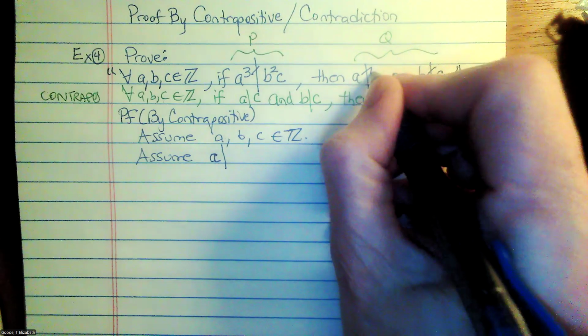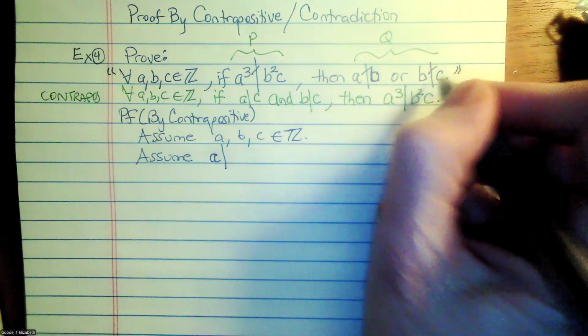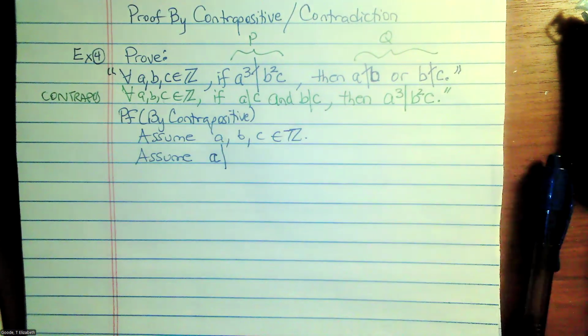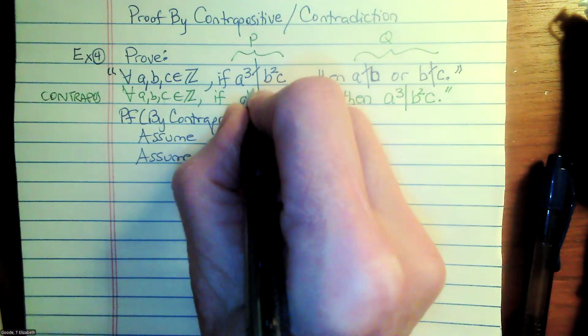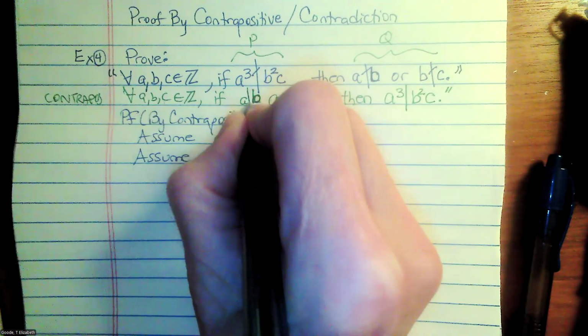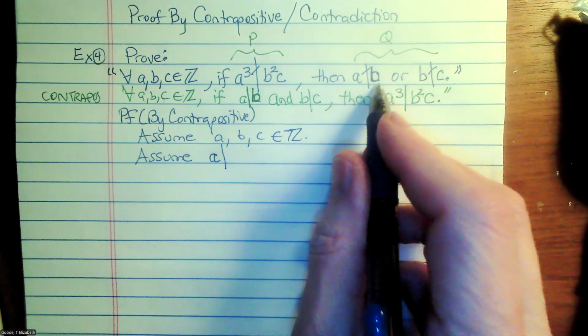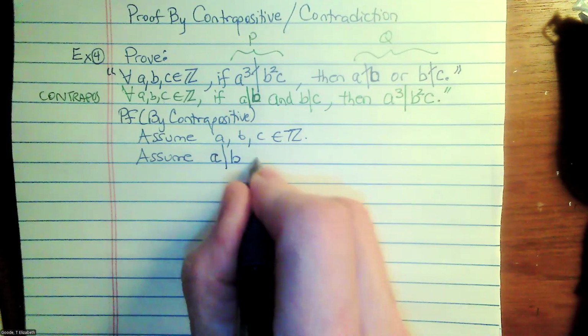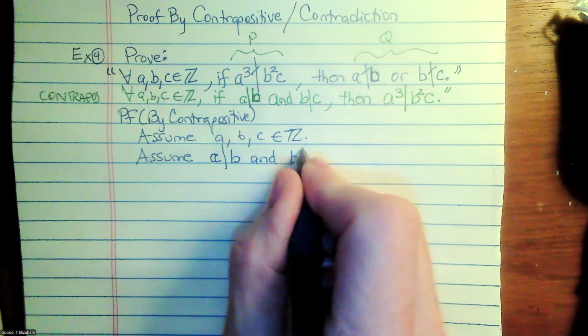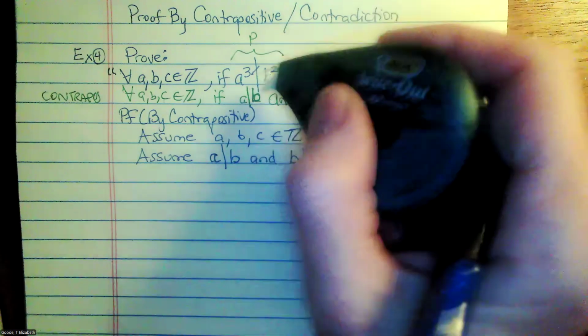Then A does not divide B, or B does not divide C. I want a B here. My brain just automatically put that in. So we'll assume A does divide B and B does divide C. That's extra credit. Sure, you can email me for extra credit. Nice job.